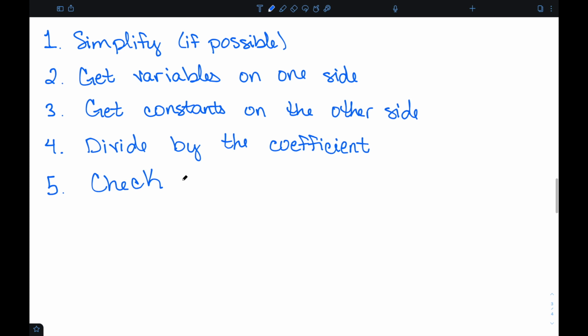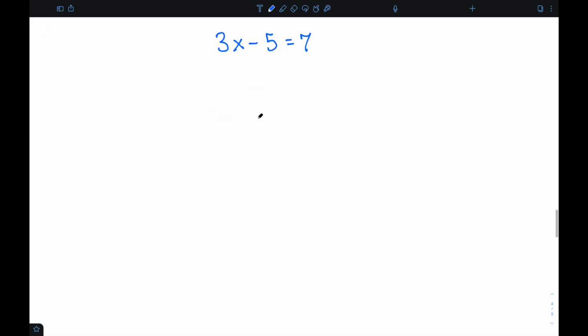So let's look at some examples. Let's look at the equation 3x - 5 = 7. I don't have any simplifying to do in this equation, and all of my variables are already together. So let's move to our third step, which says we want to get the constants on the other side. So I want to move this -5 to the other side of the equation. In order to do that, I'm going to add 5 since -5 + 5 is 0. The left-hand side is 3x and the right-hand side is 12.